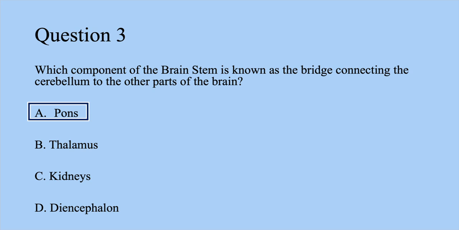And then we have C, which says kidneys, which is not at all part of the nervous system. It's part of the urinary system, and it filters and cleans the blood and takes away all the waste products, which is transported into the urine. So that wouldn't be correct. And then we have the diencephalon, which is the other part of the two parts of the brain. And this would be incorrect because the pons is not a part of the diencephalon. So the answer in this case would be pons, which is the bridge connecting the cerebellum, which is in the back of the head, to the other parts of the brain.